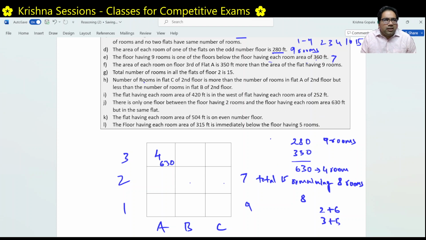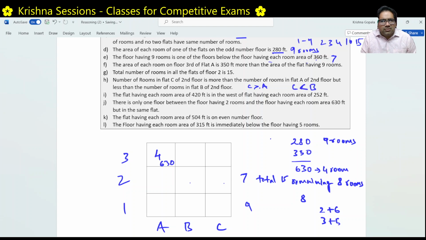Right. The number of rooms in flat C of second floor is more than the number of rooms of flat A on second floor, but lesser than the number of rooms in flat B of second floor. So what is it saying? C is more than A. C is greater than A in second floor. At the same time, it is lesser than B. C is less than B.